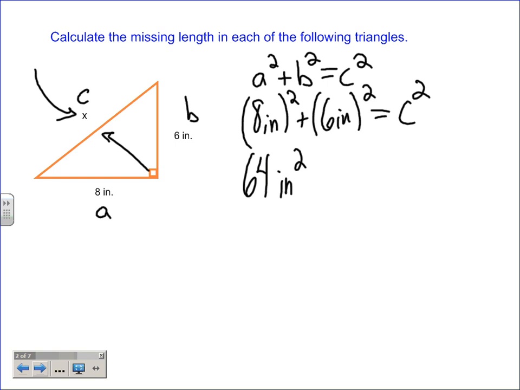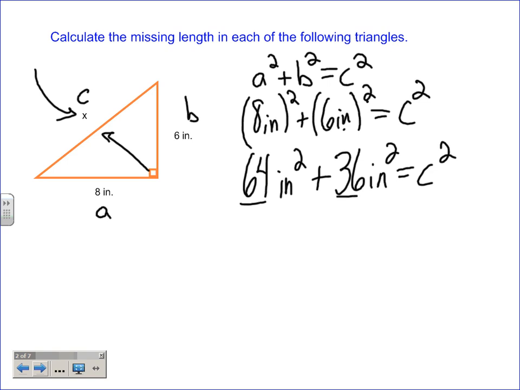Okay. Plus, well, 6 squared is pretty easy, right? 36. That is inches squared as well, because the inches right there got squared. Well, now I'm getting a little bit more concerned. We've got inches squared everywhere, but this isn't supposed to be area, so that might be a problem.